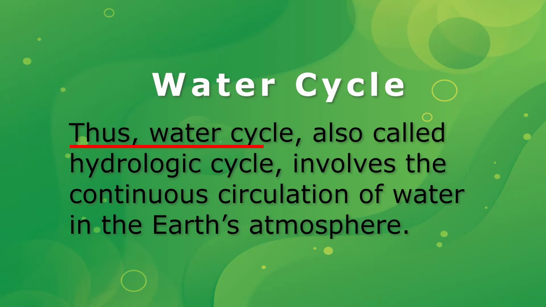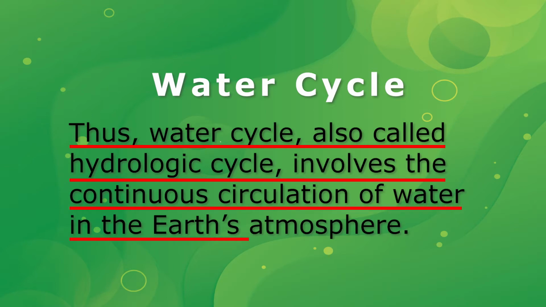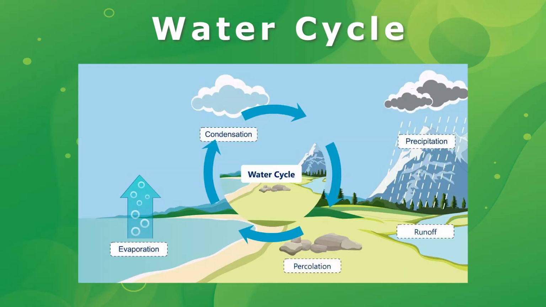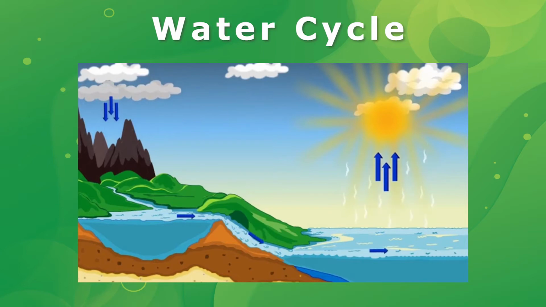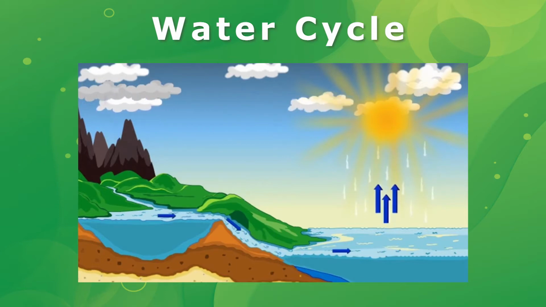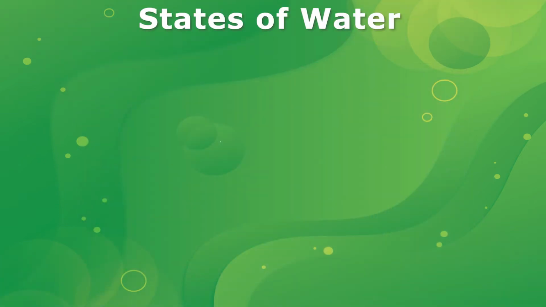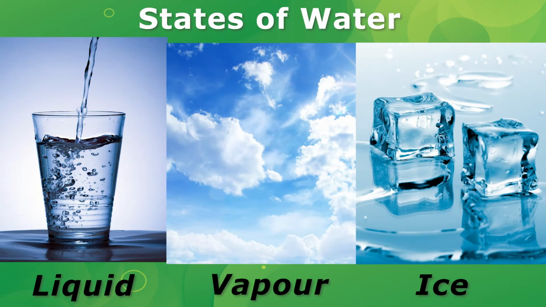Thus, the water cycle, also called the hydrologic cycle, involves the continuous circulation of water in the Earth's atmosphere. Of the many processes involved in the water cycle, the most important ones are evaporation, transpiration, condensation, precipitation and runoff. Earth's water is always in movement. The continuous movement of water above and below the surface of the earth is described as the water cycle. Water is always changing states between liquid, vapor and ice, with these processes happening in the blink of an eye.